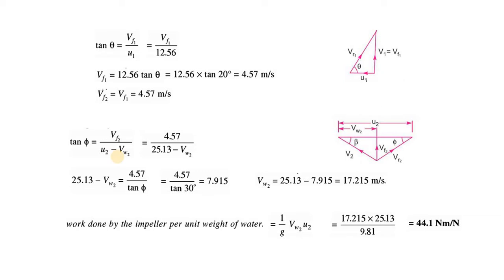Whenever you calculate work done per second, the unit would be Newton meter per second, and the unit of work done per unit weight of water would always be Newton meter per Newton. Just to summarize, we calculated U1 and U2, and then we calculated Vf1, because Vf1 equals Vf2. That's how we can proceed from the inlet velocity triangle to the outlet velocity triangle. Theta and phi were given in the problem statement as data. So Vw2 was calculated, and along with the value of U2, we calculated the work done by the impeller per unit weight of water.